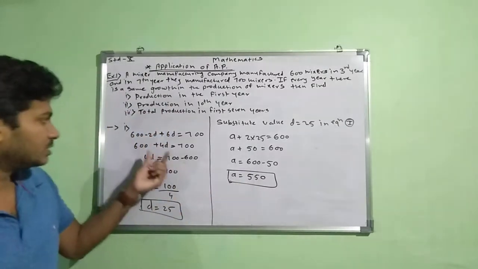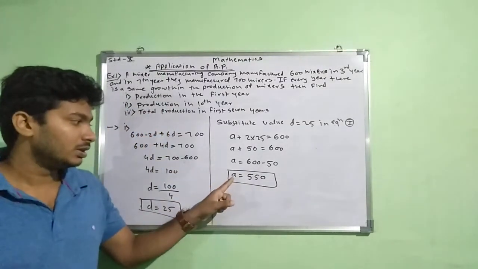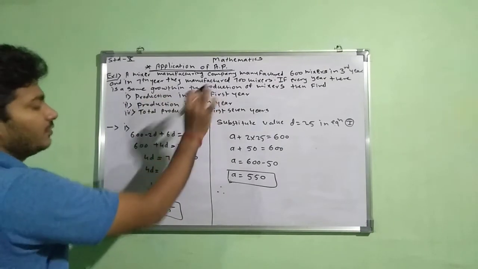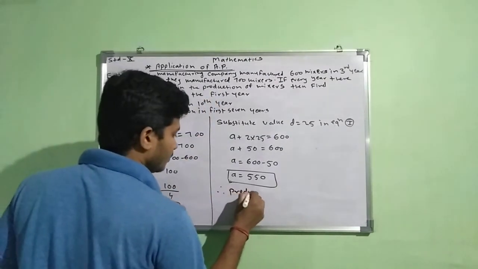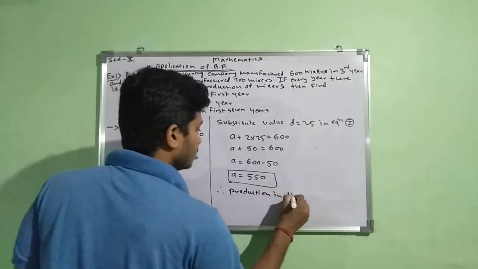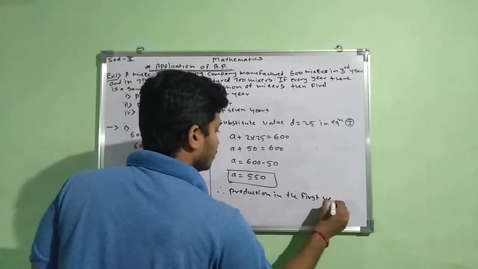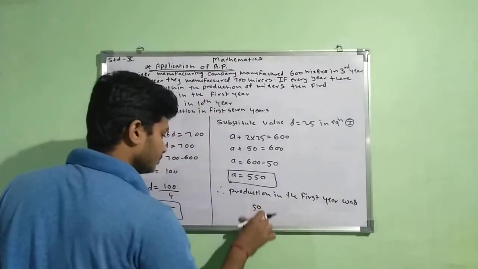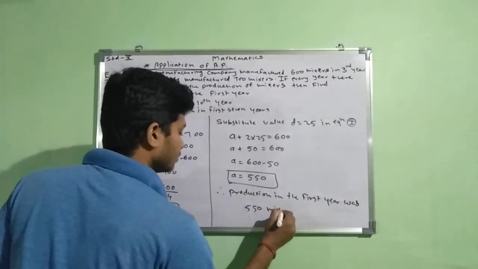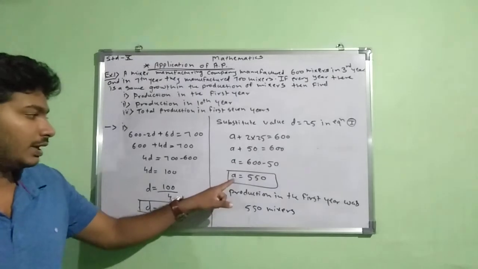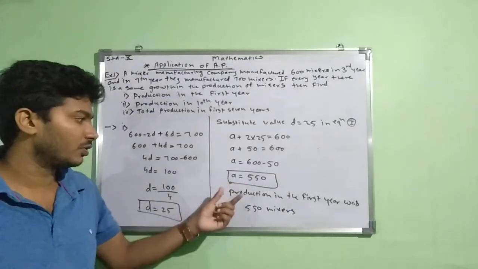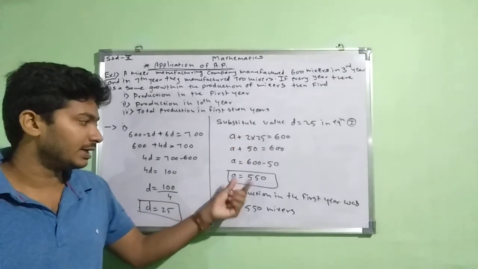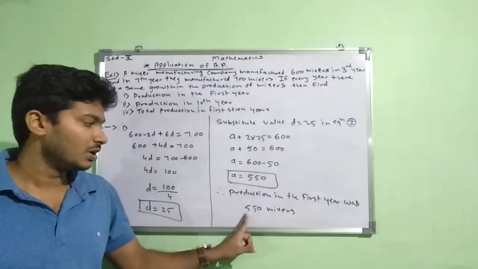But we know that in that formula, a is the production in the first year. That is what we have to find. So production in the first year was 550 mixtures. Okay, because a is the first term in that arithmetic progression, and the common difference is the same. So we got that a as 550. So production in the first year was 550 mixtures.